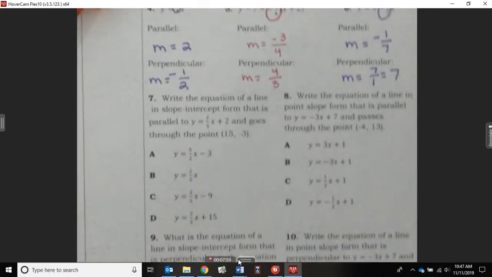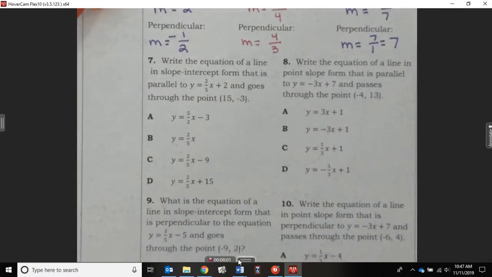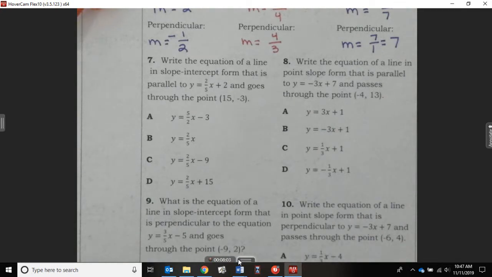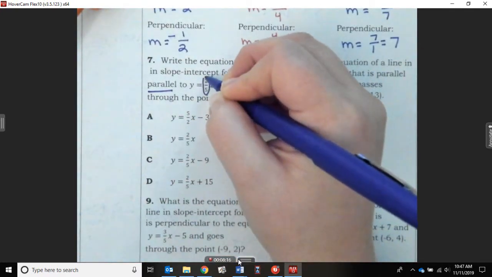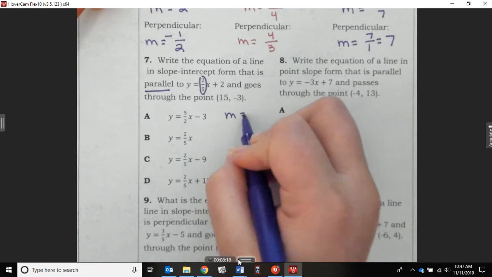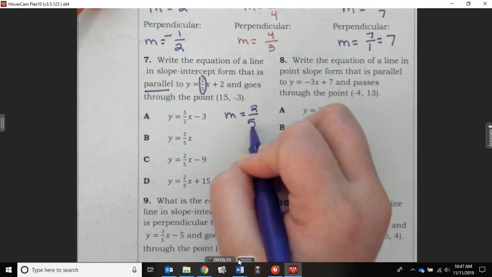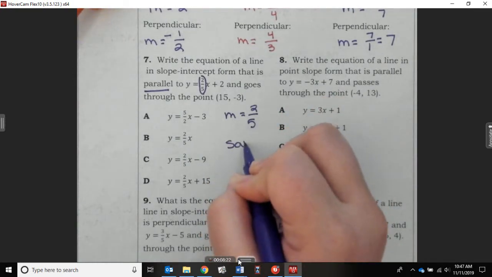All right, cool beans. Let's move on to number 7. Write the equation of a line in slope-intercept form that is parallel to y equals 2 over 5x plus 2 and goes through the point 15, negative 3. So remember, for a parallel line, my slope stays the same. So my slope is going to stay 2 over 5. Remember, same slope.